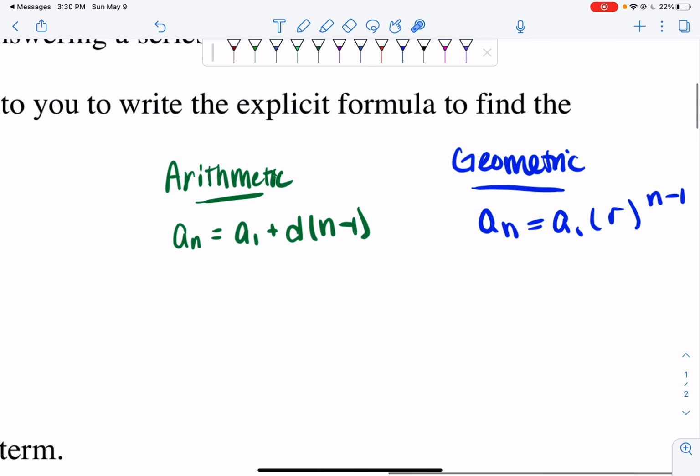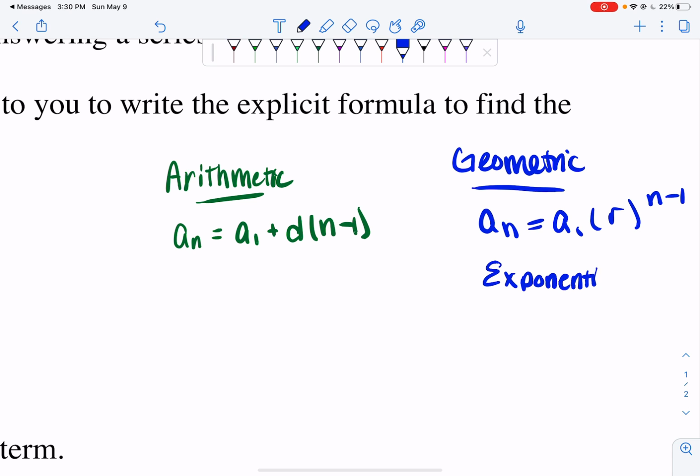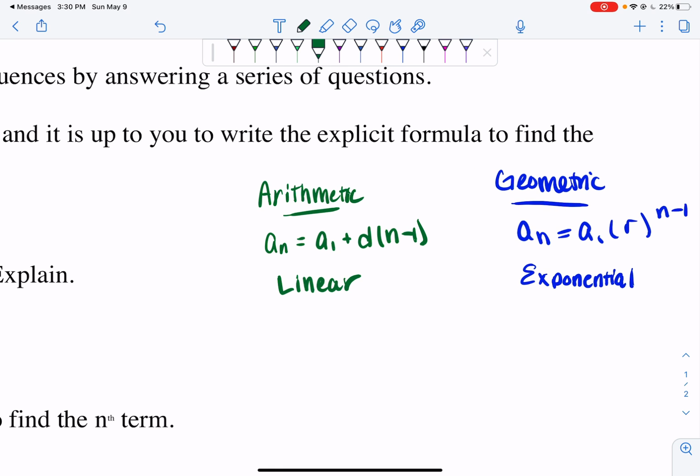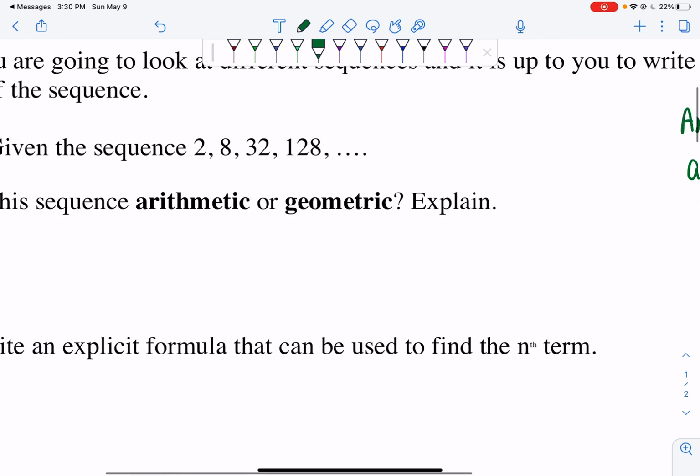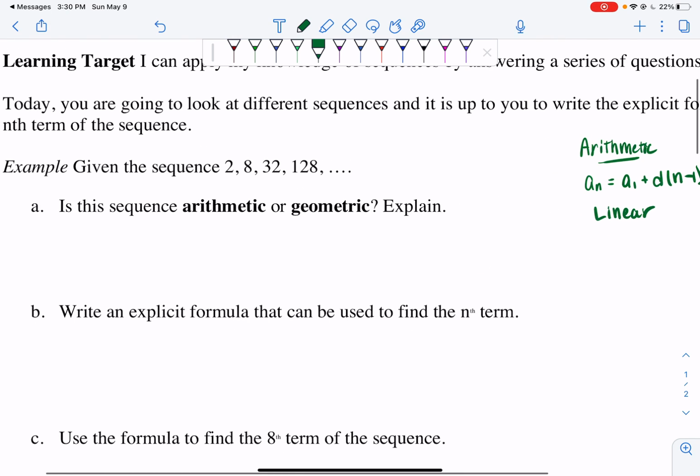Before we go any further, geometric sequences are exponential in nature, and arithmetic sequences are linear in nature. So they're going up by the same value each time by addition or subtraction, while geometric are multiplying to their next value. So let's look at our first example.